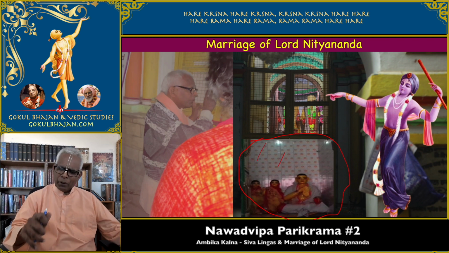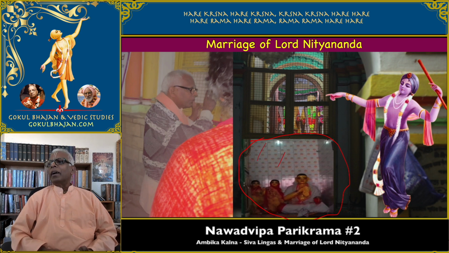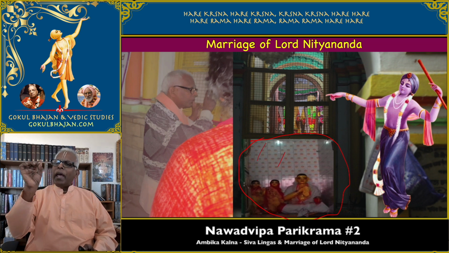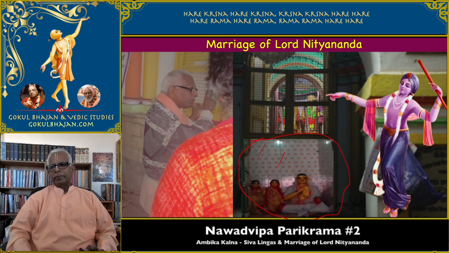Now, who are these daughters actually? These daughters were called Vasudha and Janava Devi. They were Varuni and Revati, the two consorts of Lord Balaram in Brajalila. Okay, do you understand now?